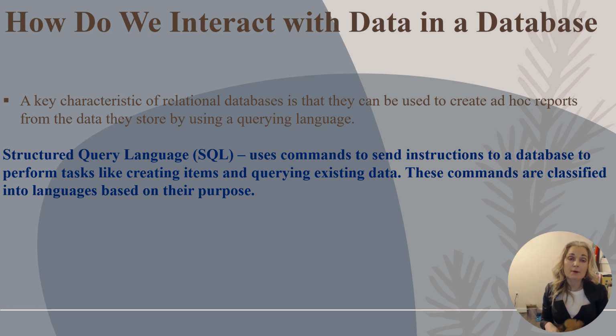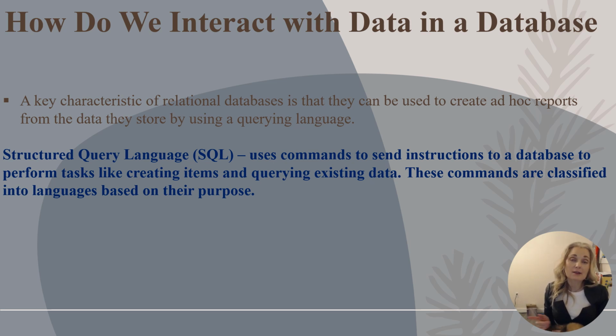So let's now talk about how we as users of data interact with a database. A key characteristic of relational databases is that they can be used to create ad hoc reports for data they store by using a querying language. When I was working at Canadian Tire as a business analyst, we used querying language on Access all the time because we reported to category management and buyers that purchase various things, and they wanted ad hoc reports to see how certain programs were doing, how certain products were doing, how certain product lines were doing.